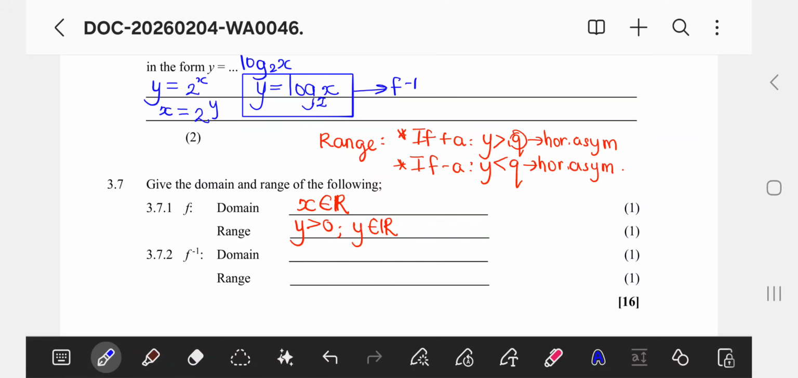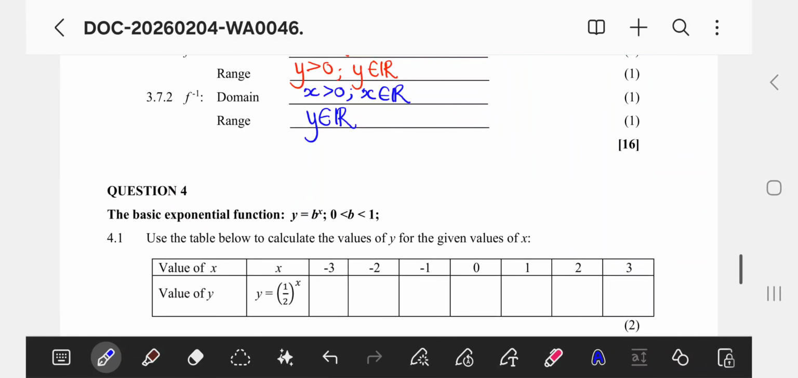Now to answer the next part, we're going to use what we learned in the previous question. We learned that to get the domain of the inverse, it is the same thing as the range of f, but we write it in terms of x. So we're going to have x is greater than 0, x is an element of real numbers. For the range of the inverse, it is the same as the domain of f, but we write it in terms of y. So the domain was x is an element of real numbers. We're going to write it as y is an element of real numbers. So that actually concludes question 3.